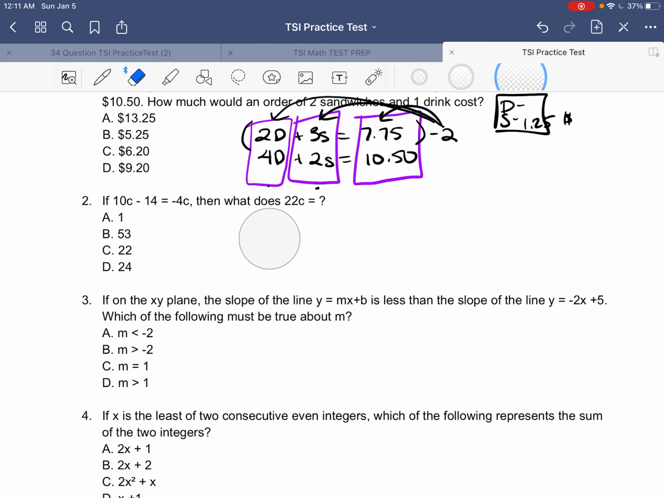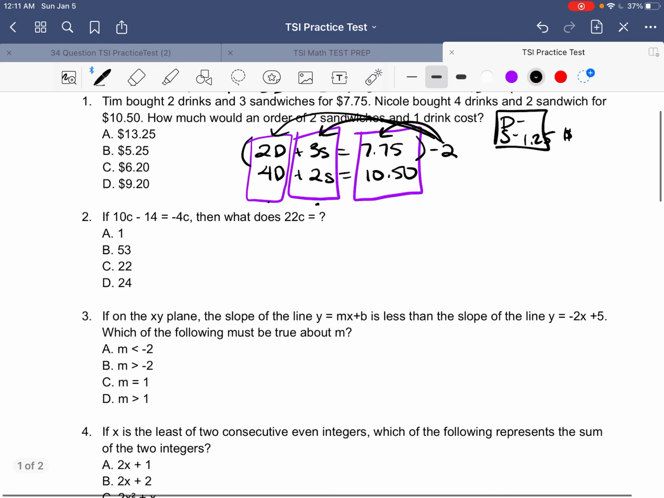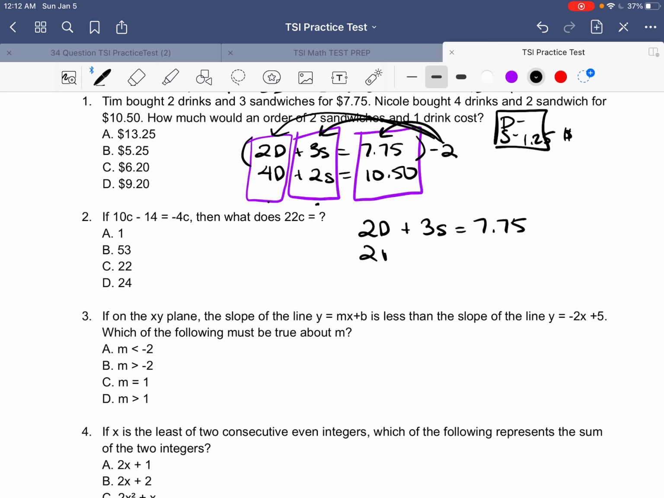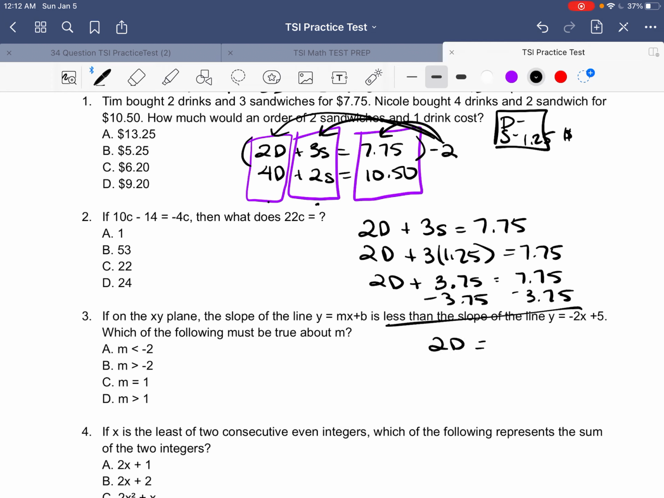Now that I figured out how much sandwiches cost, I'm going to put that price into the first equation: 2D plus 3S is equal to 7.75. Instead of writing S, we write 1.25, so 2D plus 3.75 is equal to 7.75. Subtract 3.75 from both sides and you're left with 2D is equal to $4. Divide both sides by 2, so D is equal to $2. So 1 drink is equal to $2.